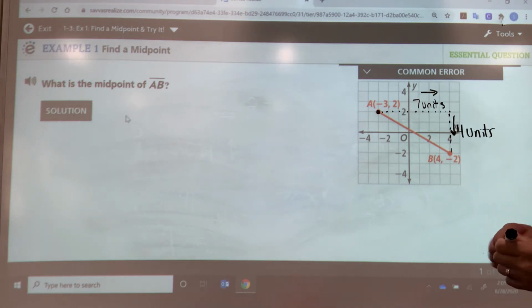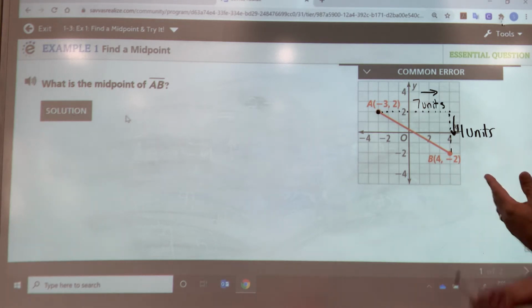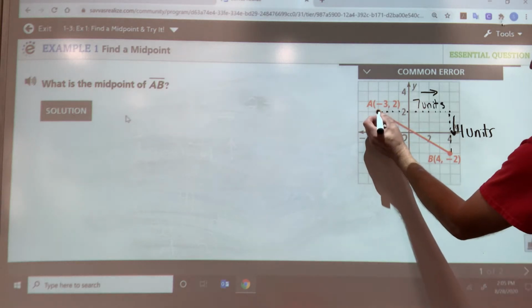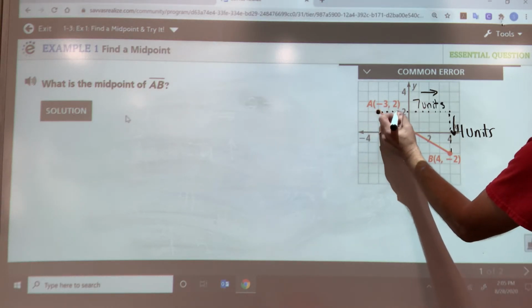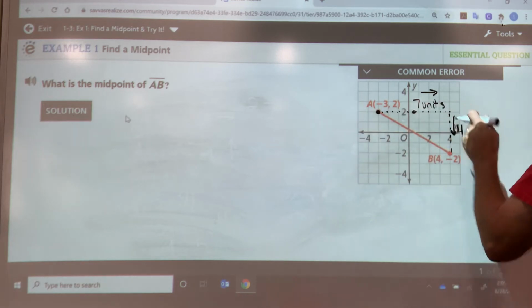Okay, so traveling from A to B, the midpoint would be located at the halfway of both of these values. So let's think about what's half of 7 units. Well, half of 7 is 3.5. So let's count that out. Remember, this is where I'm at. 1, 2, 3.5. So this marks my halfway going left and right.